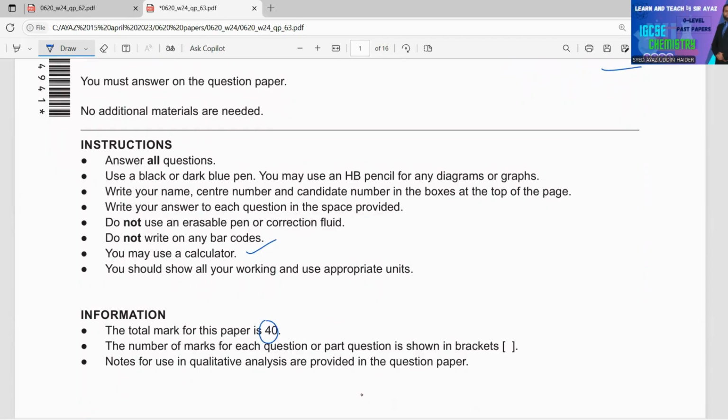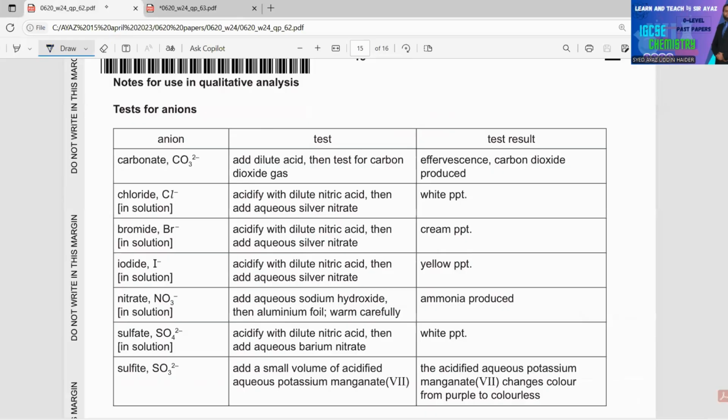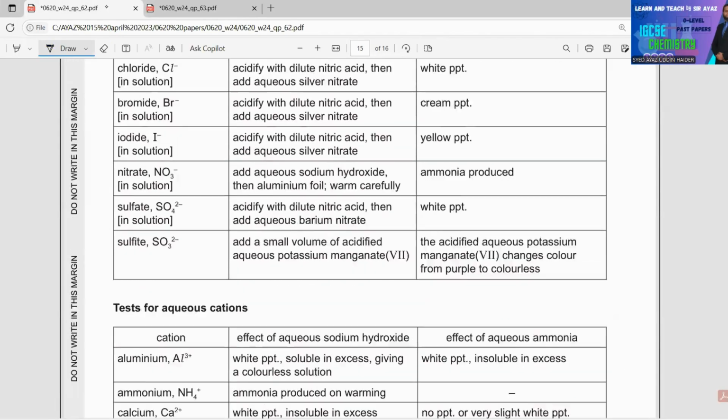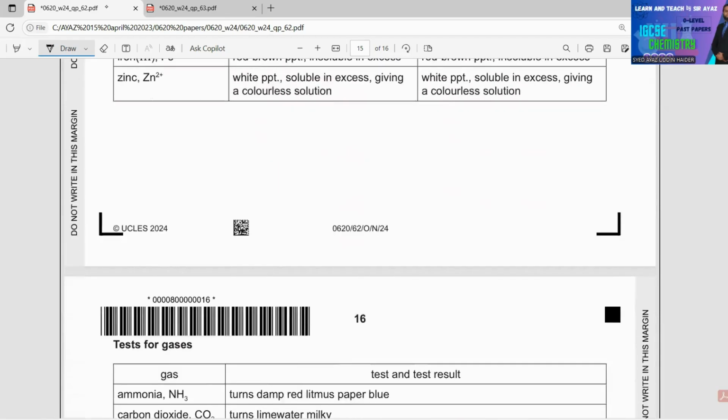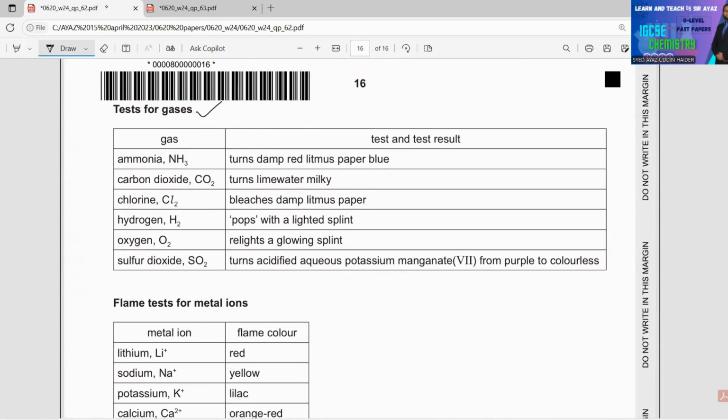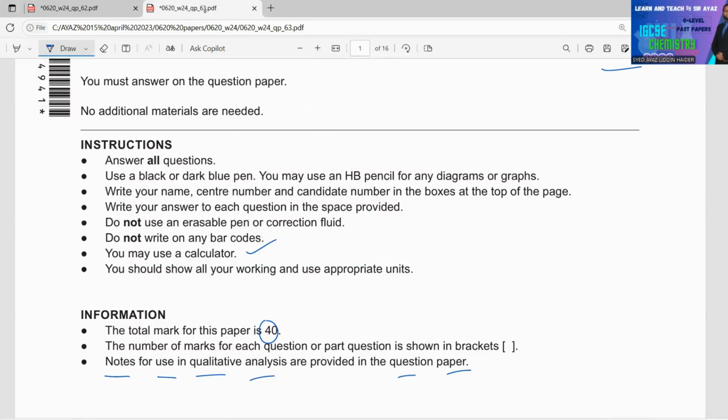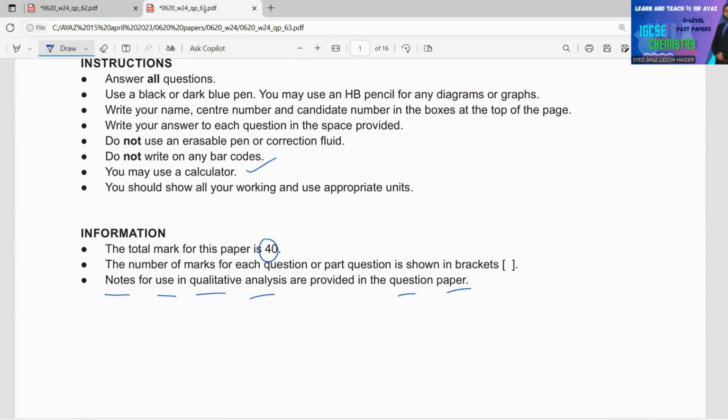Important point is that notes for use in qualitative analysis will be provided in the question paper. It will be like that. You have tests for anions, tests for aqueous cations, and you have tests for gases as well as flame tests for metal ions. So let's continue the paper.